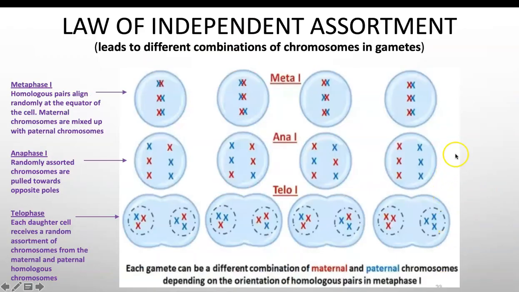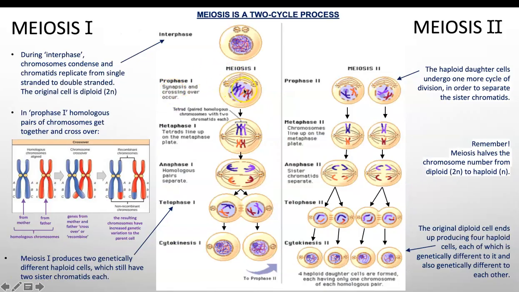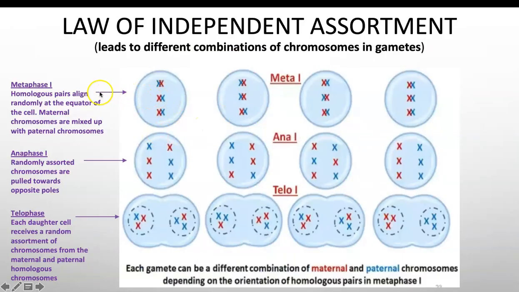All right, a little bit more information on how these cells are able to provide genetic variability. We have a law called the law of independent assortment. Just like up in this stage here, where we had those homologous chromosomes lining up and then recombining, we have these homologous pairs aligning here. So this is just another example. You can see down here, there's a little colored key. It says each gamete can be a different combination of maternal, which is the red chromosomes, and paternal blue chromosomes, depending on the orientation of the homologous pairs in metaphase 1.